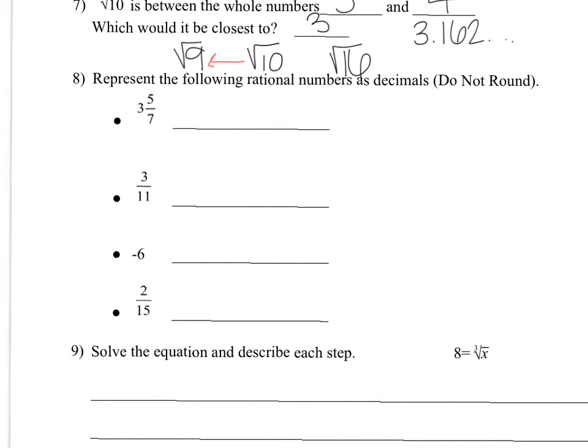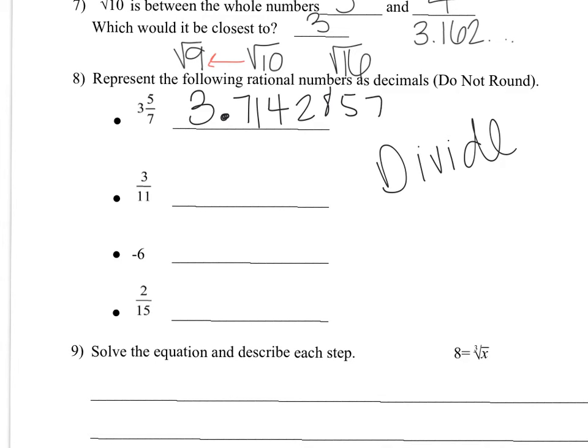Represent the following rational numbers as decimals. Do not round. This is a piece of cake with your calculator, because with your calculator, you are going to divide. On the first one, recognize 3 is your whole number, so put 3 to the left of the decimal, because that would tell you that it's the whole number. You do not have to put that in your calculator. But in your calculator, you should take 5 divided by 7. And you get this yucky looking yuck. Recognize that it asks you not to round, so get all of those numbers down.